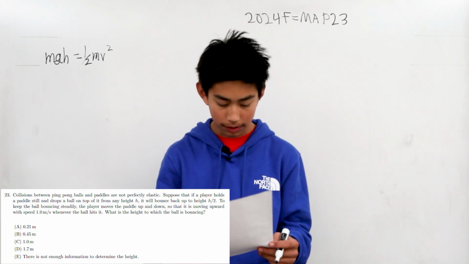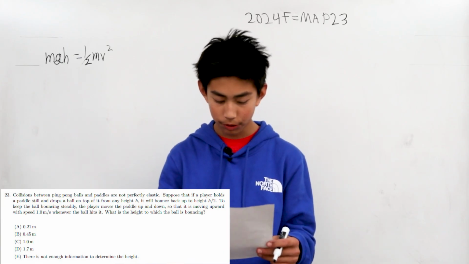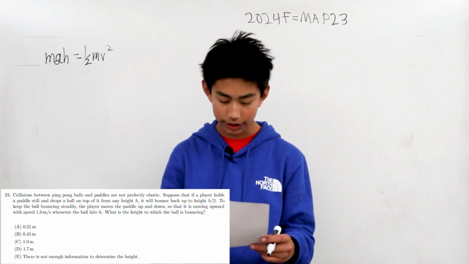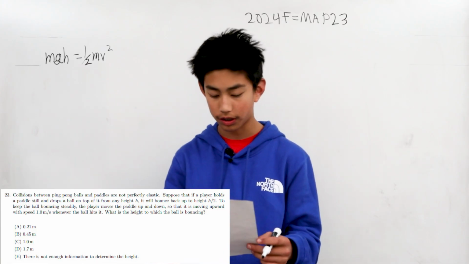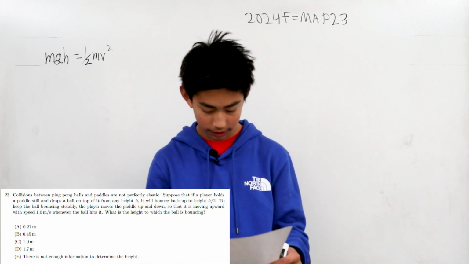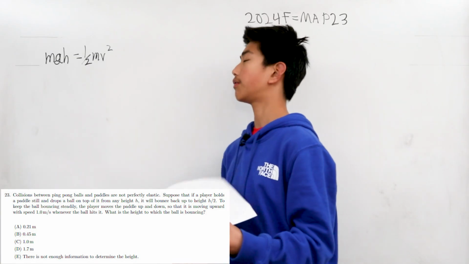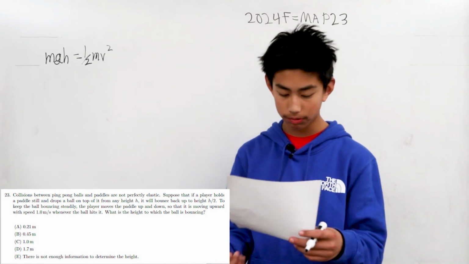To keep the ball bouncing steadily, the player moves the paddle up and down so that it is moving upward with speed 1.0 meters per second whenever the ball hits it. What is the height to which the ball is bouncing? So, we're going to use conservation of energy equation later in this problem.